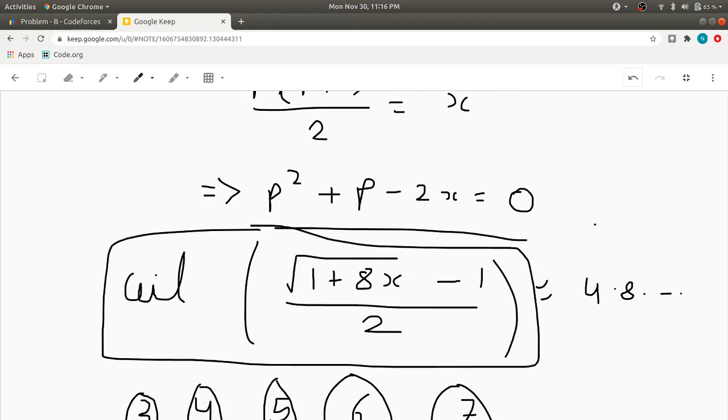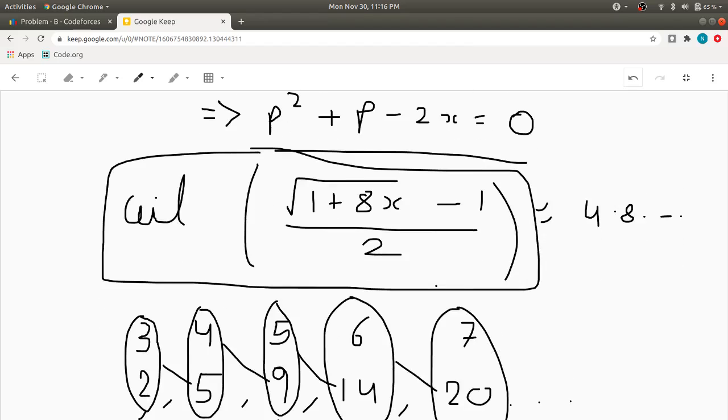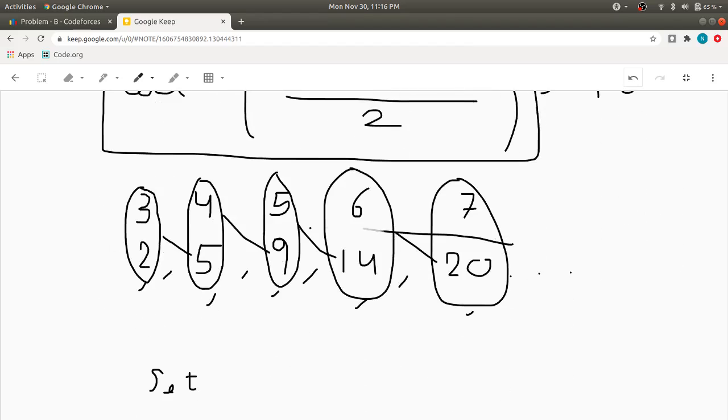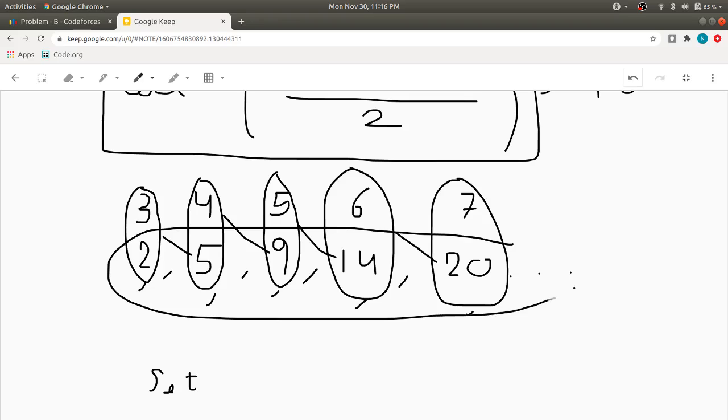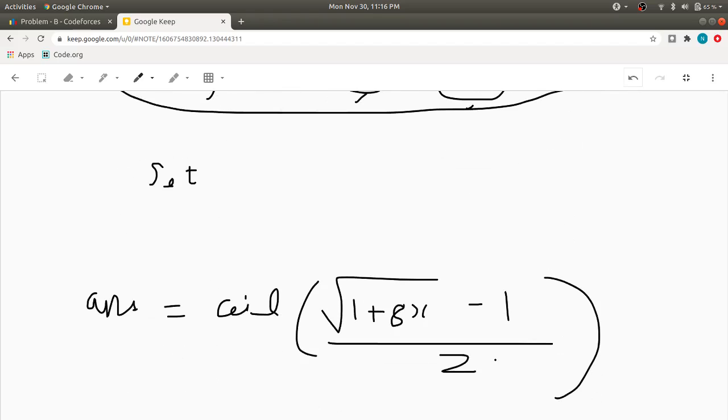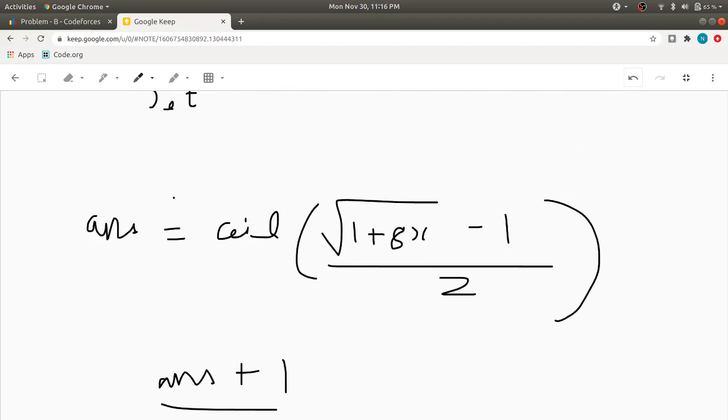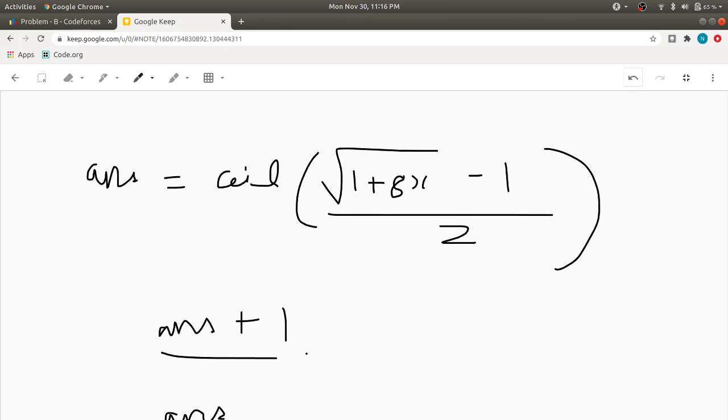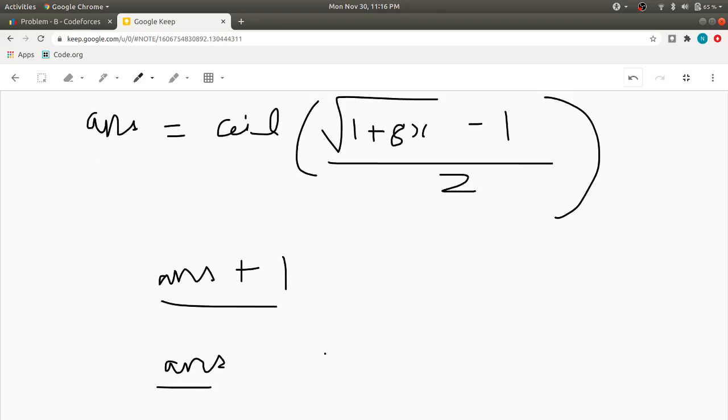So what I just did is I stored the set of those numbers by finding out the nature of those numbers. This was done by a hit and trial process. At the end I got that if that number is present in my set, then my answer will be answer plus 1, otherwise my answer will be answer.